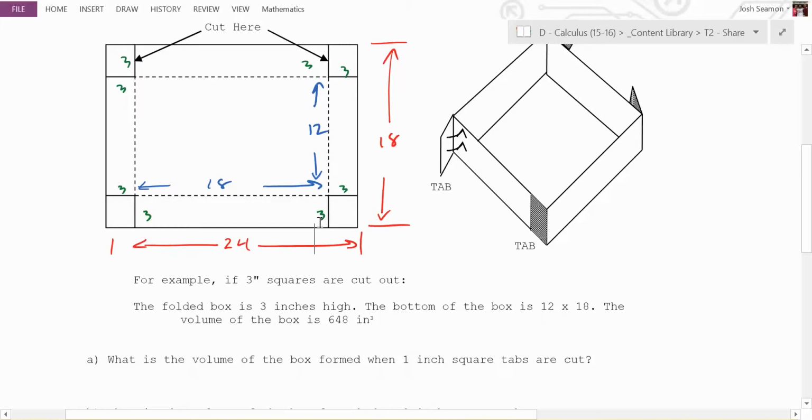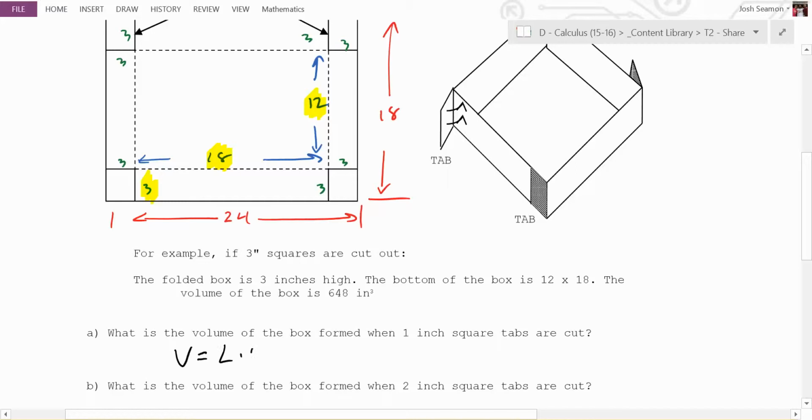What is the volume of the box formed when 1-inch square tabs are cut? So how do you figure that out? Now instead of the 3s everywhere, it's 1. Does that change the 12 and the 18? Yes. If you change the height, like if you change a 3, the 12 and the 18 are going to change, right? What's the volume formula? Length times width times height. So you have to figure out the length, width, and height of it.